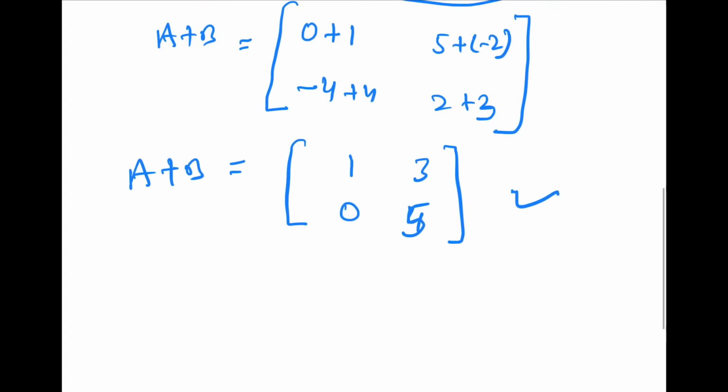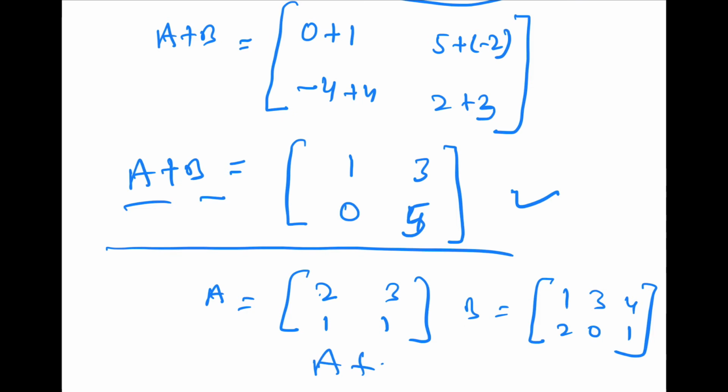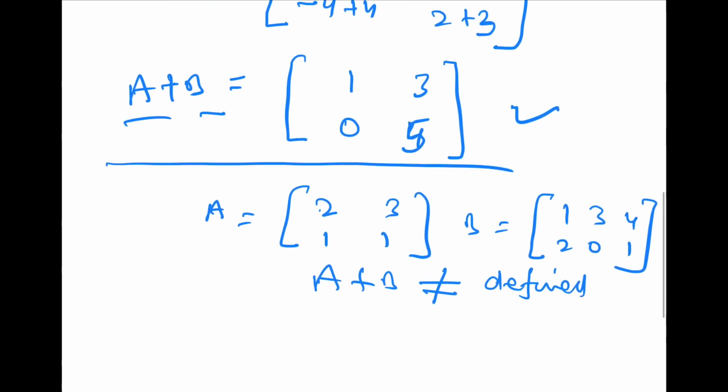Let us see that if A and B are not of the same order, then A plus B is not defined. See, if A is equal to [2, 1; 3, 1] and B is equal to [1, 2, 3; 0, 4, 1], then A plus B is not defined. Or in other words, A plus B cannot be calculated.